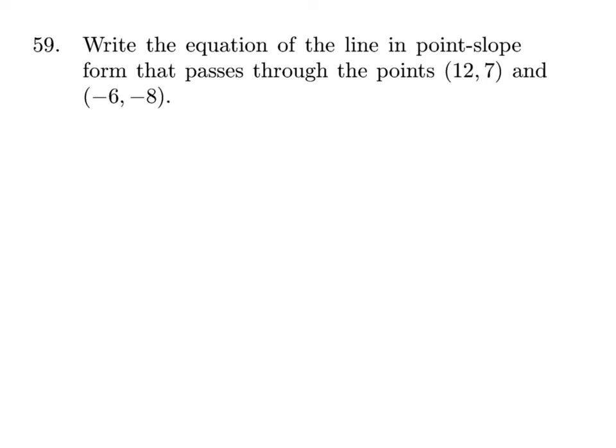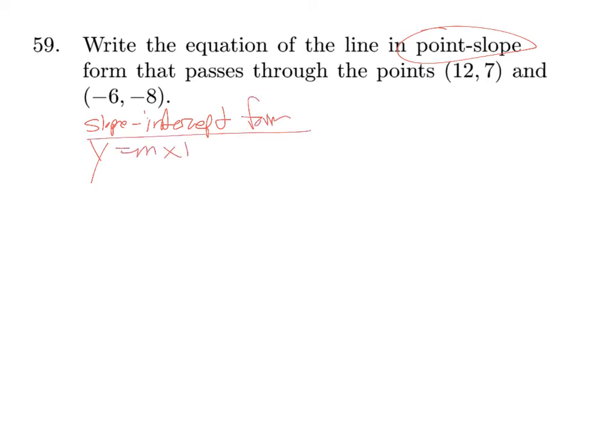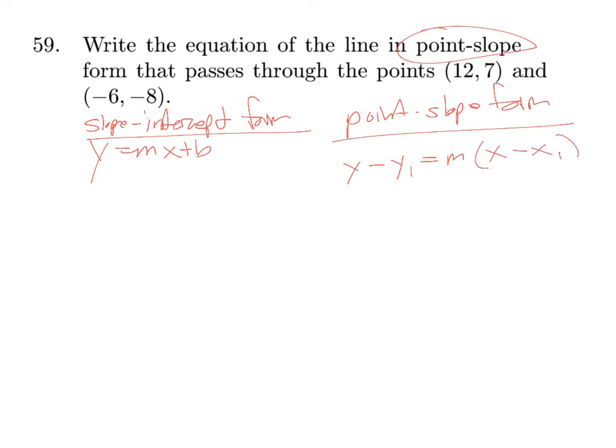All right, for this problem we're talking about point-slope form. Just so you see the difference between the two, this is slope-intercept form: y equals mx plus b. And this is point-slope form: y minus y1 is equal to m times x minus x sub 1. This is slope-intercept form because you could identify the slope and the y-intercept. This is point-slope form because you can identify the slope and one of the points that the line passes through.